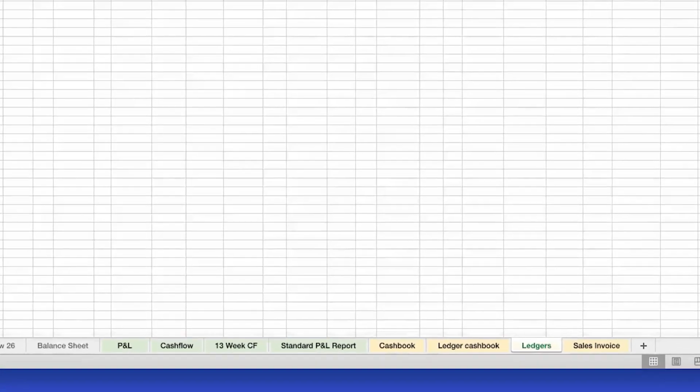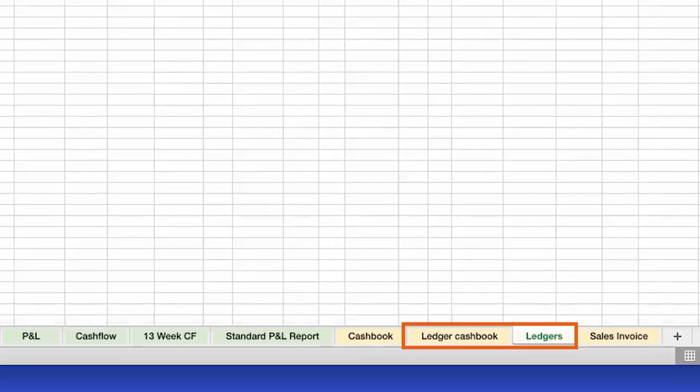This time we're going to do double entry for a slightly more complicated and bigger business. We're going to show you a spreadsheet and how you would do it for an example business. Let's get straight into it.